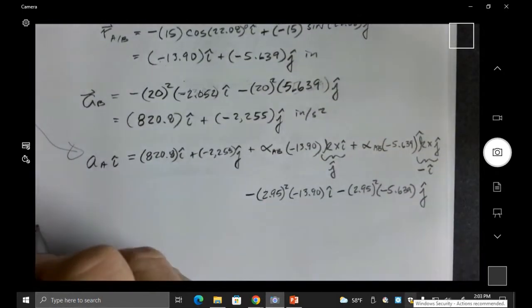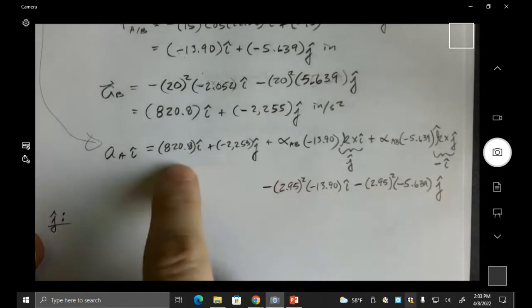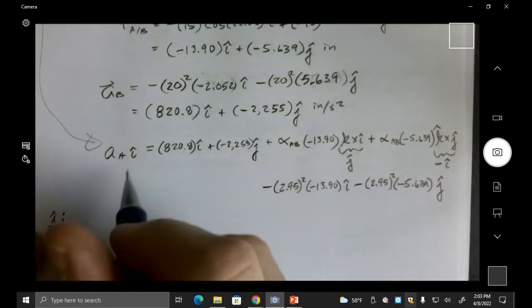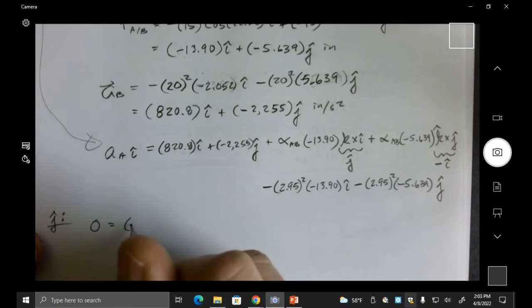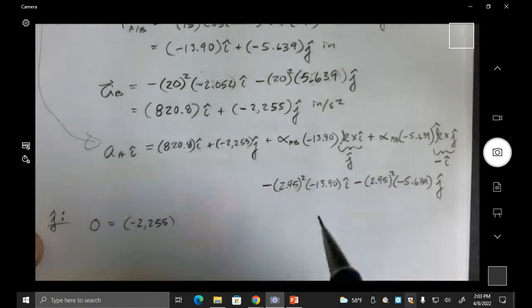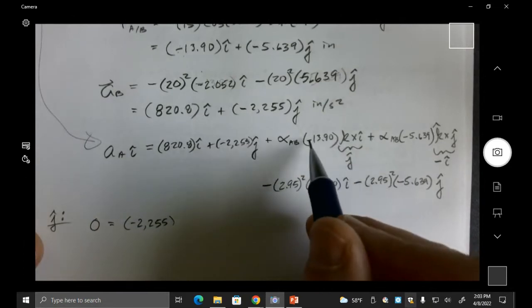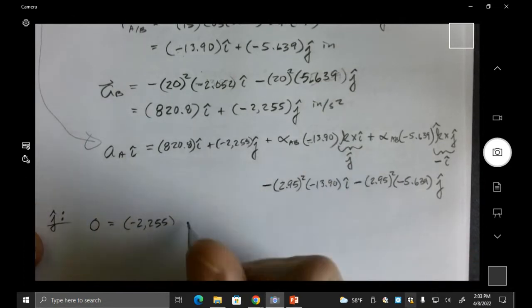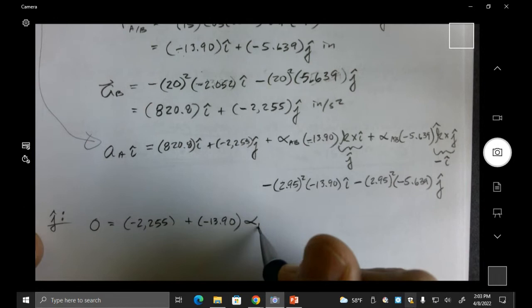We collect on terms. We could look through here and recognize we have 0 here on the left. That's going to help us. We get 0, negative 2255. That's supposed to be a 5, I think, right there. This guy right here, this should be negative, right? So I'll stick him negative. I'll stick him in front for some reason.